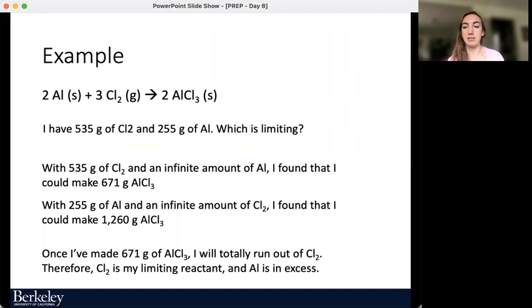Questions? Does this make sense? So to solve this type of problem, you need to run through both scenarios, if we have an infinite amount of aluminum or chlorine. Yep, exactly. All right.